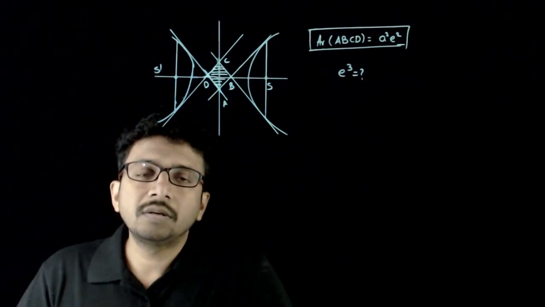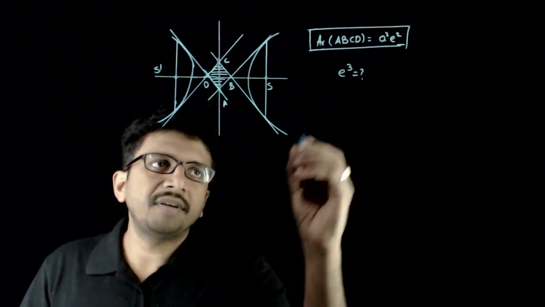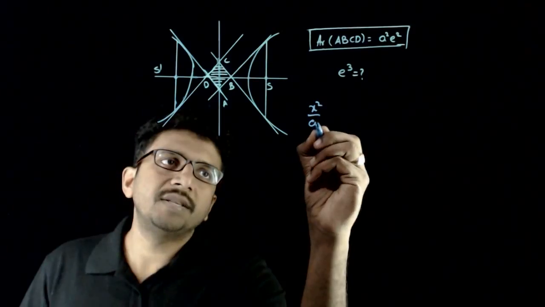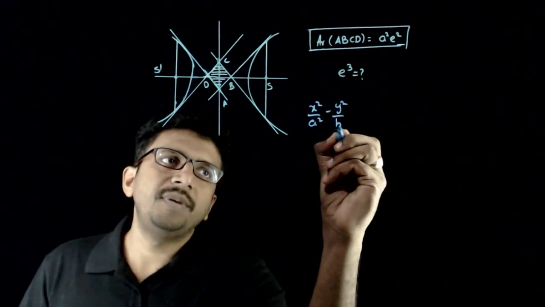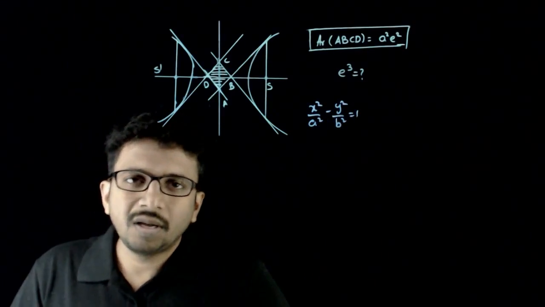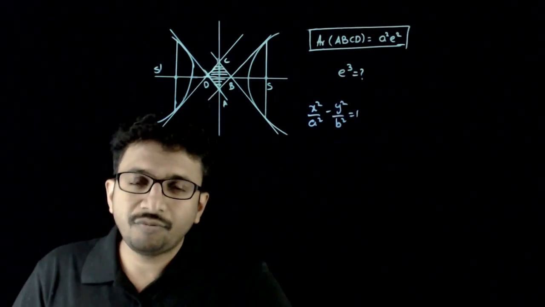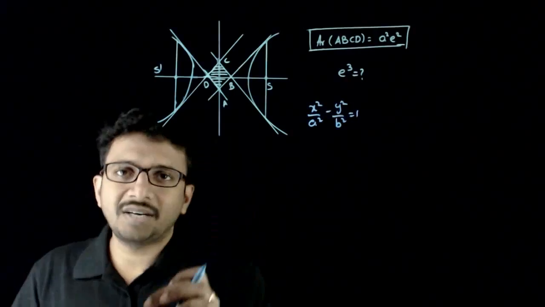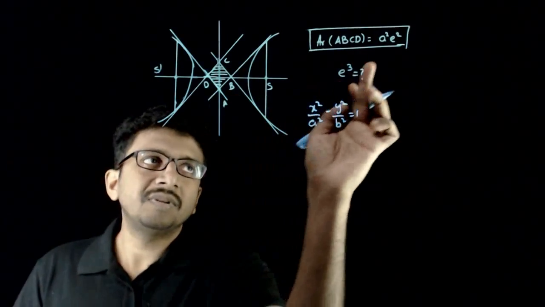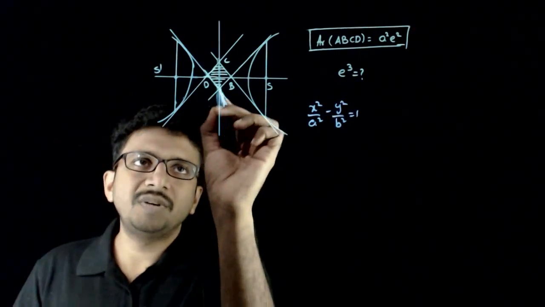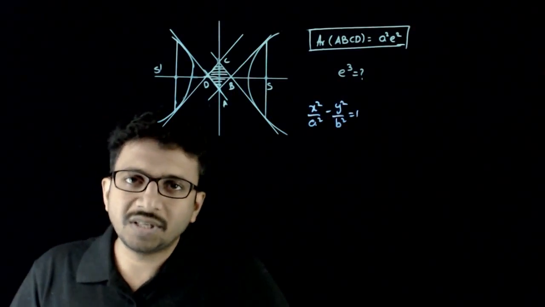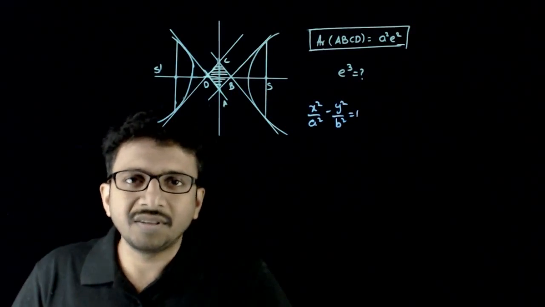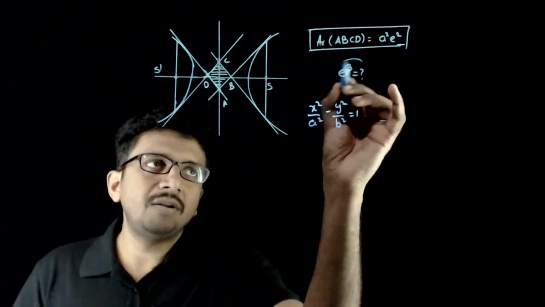So welcome students. In this question, given that you have a hyperbola x square by a square minus y square by b square is equal to 1, and the area of the quadrilateral formed by the tangents drawn at the endpoints of latus rectum is equal to the square of the distance between the center and one of the foci of this hyperbola. So that's the wording given in the question. If that is so, what is the value of e cube?